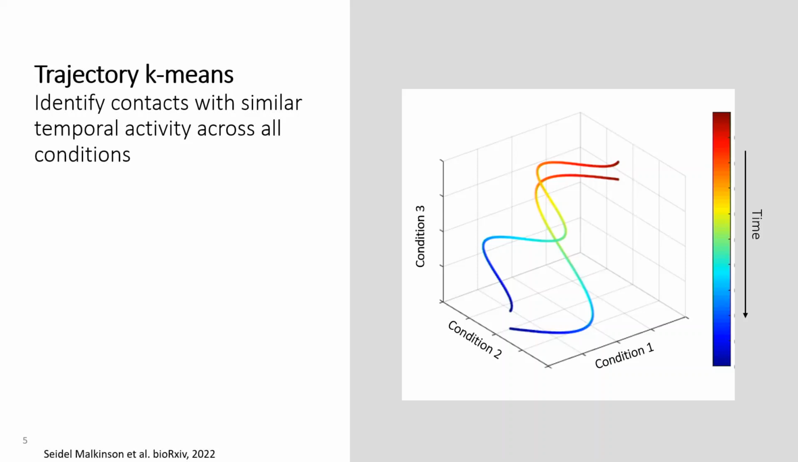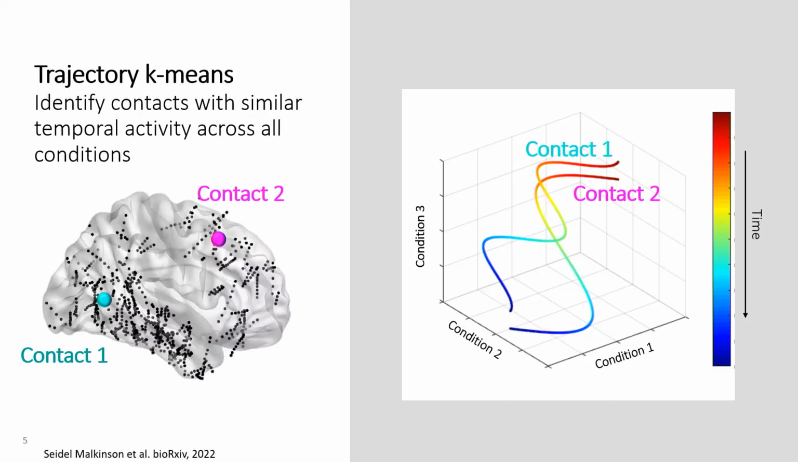What we can do is compute a trajectory for each one of our intracerebral contacts. This trajectory will describe the recorded brain activity in time across all experimental conditions simultaneously. And then iteratively, using a modified k-means algorithm, we can assign each of these contact trajectories to eccentric trajectories, and assign them to similar clusters. So what are we looking for in these clusters?